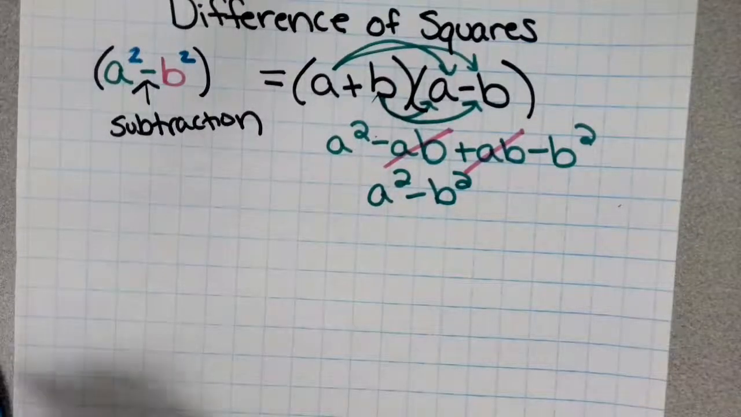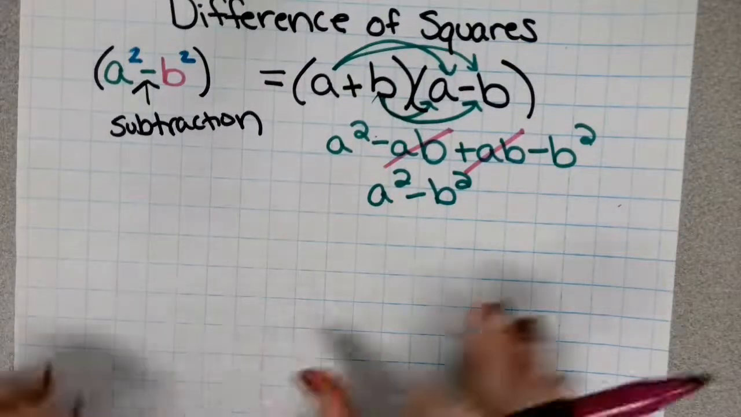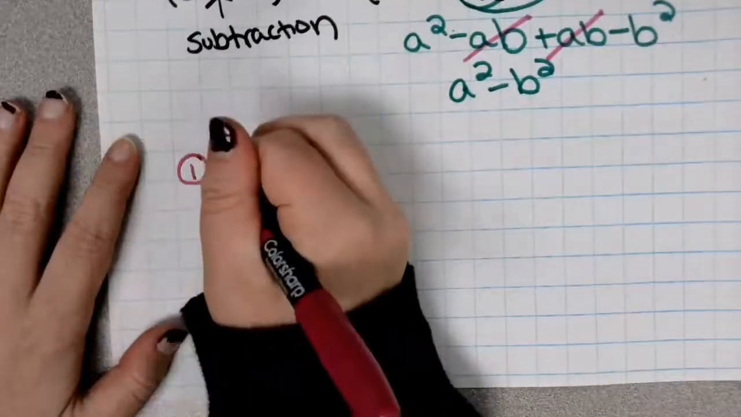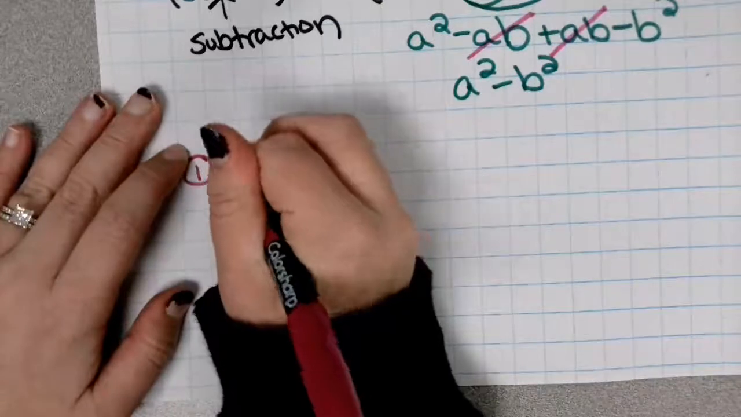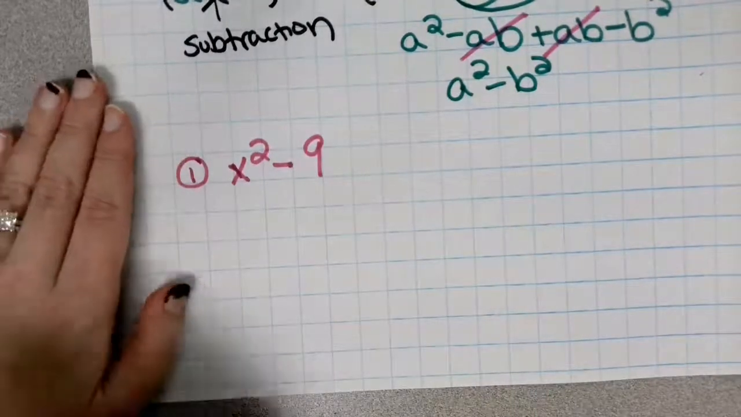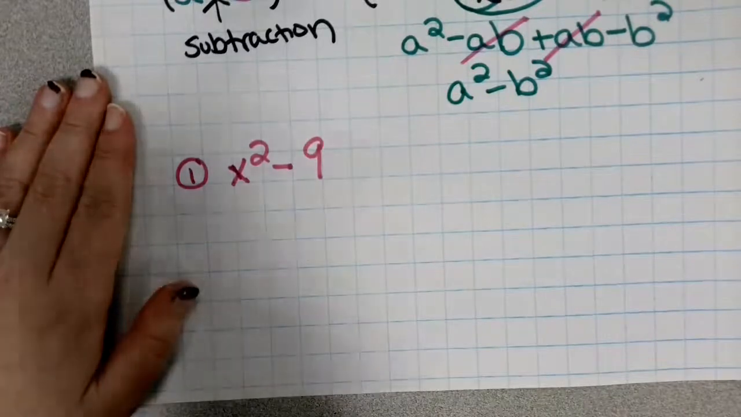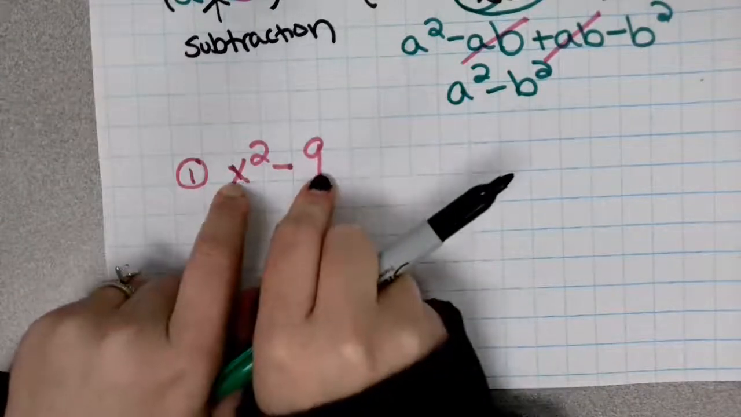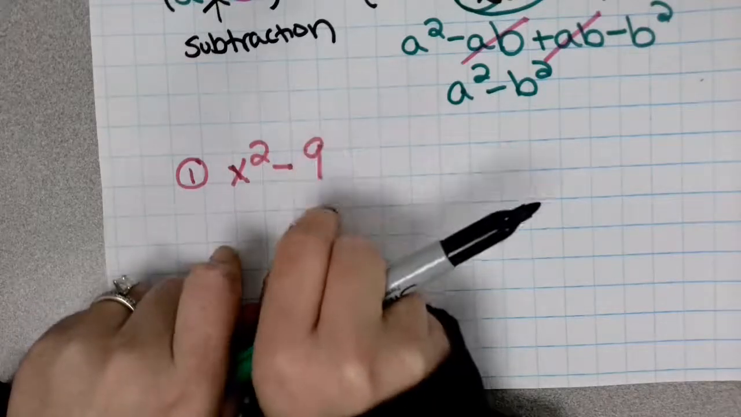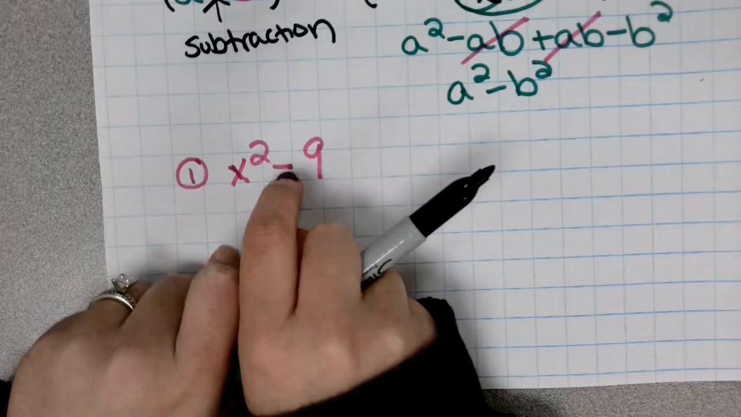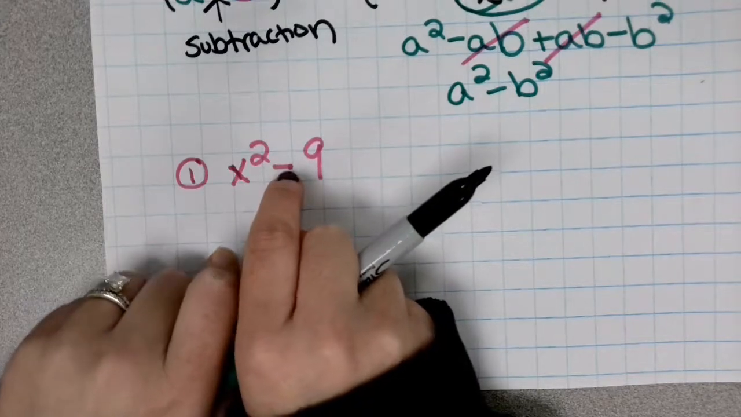We are going to try a few examples just so you can get the hang of it. Example 1, let's do x squared minus 9. First thing you have to look at is if both are perfect squares, which they are, x squared and 9 is a perfect square. Also subtraction. If this was not a subtraction sign, if this was addition, we would not be able to do it.